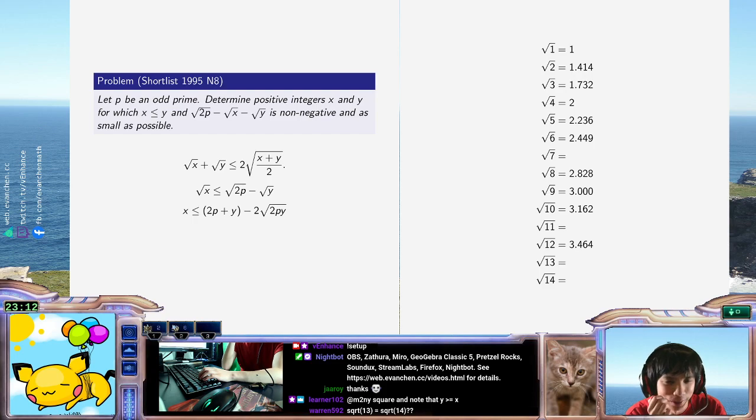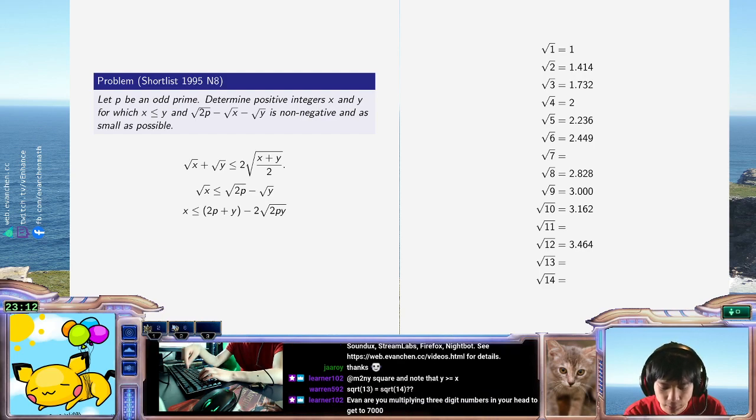I think I'll only get like 2-ish digits before I run out of computational power. Why do I know how to take square roots like this? Don't ask. No, I'm actually doing the square root algorithm, which it does exist.